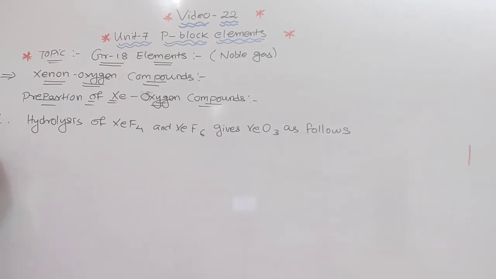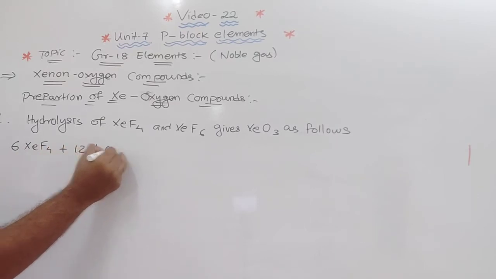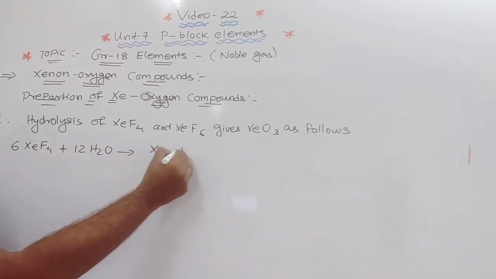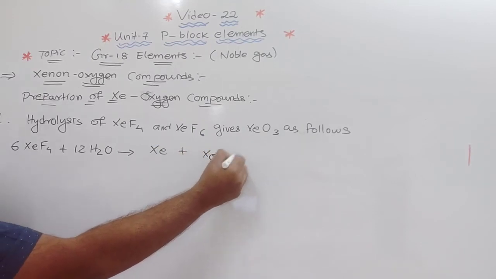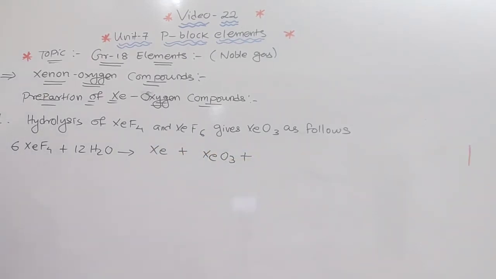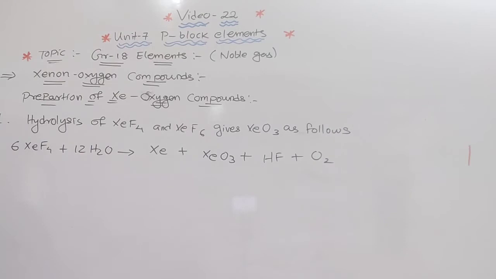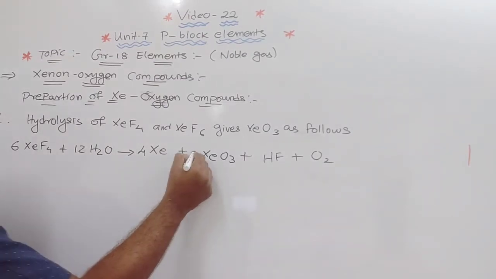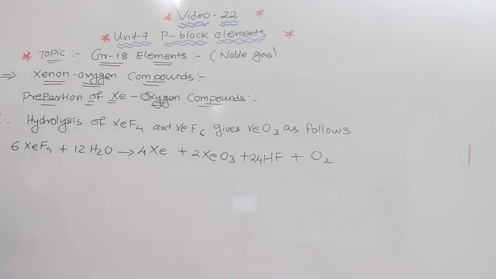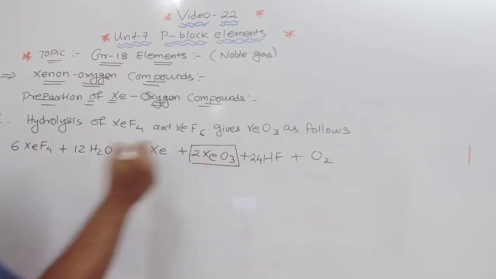Now here, when we write the equation, I think you can see on the screen, 6XeF4 plus 12H2O gives you 4Xe plus 2XeO3 plus 24HF plus 3O2. This is very important. So here we got XeO3 in this case.